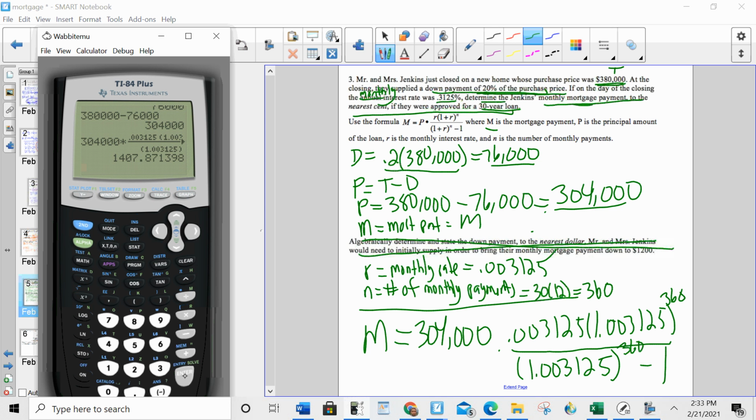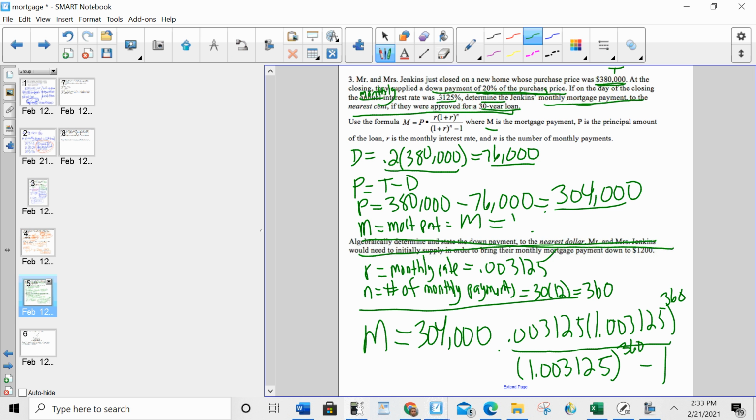And I get 1407. It wants me to round to the nearest cent. 1407.87. Let me just double check my work quick. 304,000, 0.003125. Looks good. Yep. So 1407.87. That's the answer to the first question.